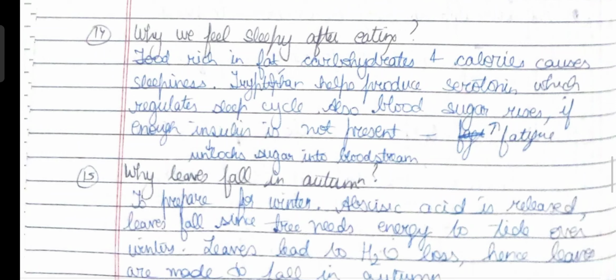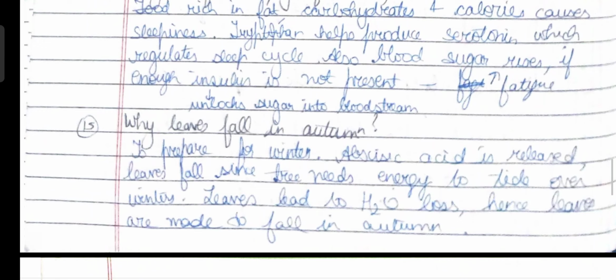Also if we take a carbohydrate rich or a sugar rich diet, then what happens is that there is not enough insulin present in our bodies, and insulin is actually what is responsible for unlocking the sugar into the bloodstream. So if there is a lack of insulin, there is a lot of accumulation of sugar inside our body, and that leads to generation of fatigue, and that induces sleep.